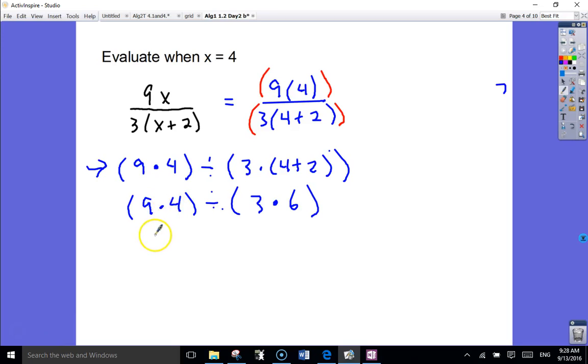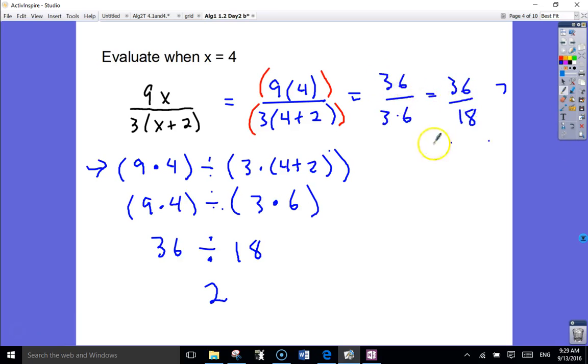9 times 4 is 36, and divided by 3 times 6, which is 18. 36 divided by 18 is 2. And you don't have to write it out like that. We would have just done like this: 36 divided by 3 times 6 equals 36 divided by 18, which is 2. In either case, it's 2.